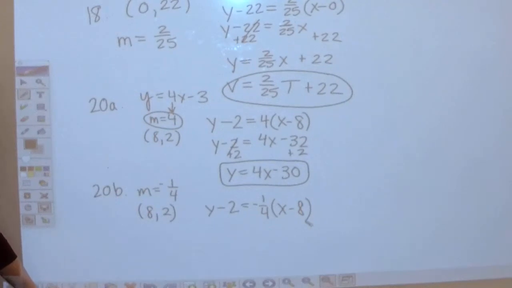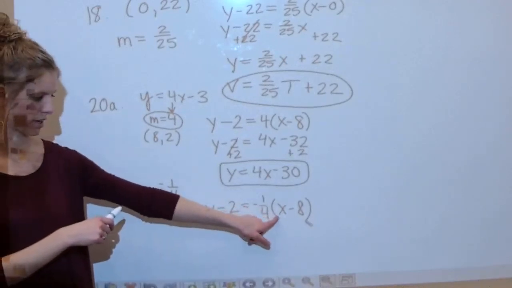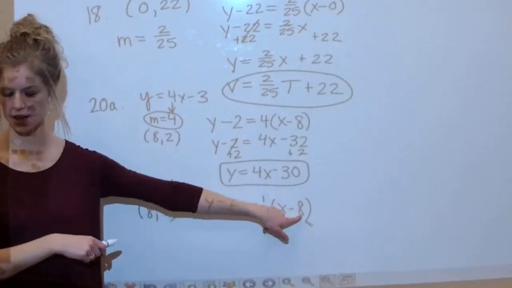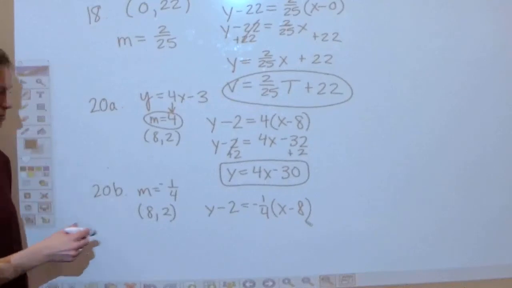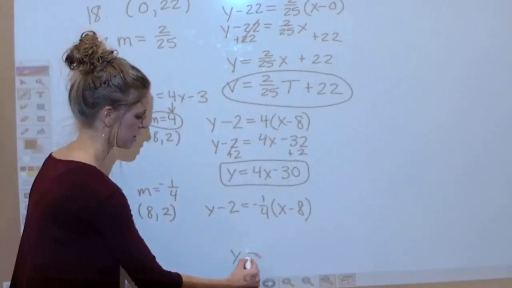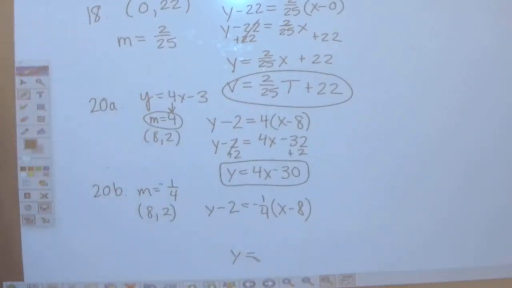Okay? Go ahead and try to finish this one out on your own. Remember, a negative times a negative is a positive. And then we'll go over what the final answer is. But I want you guys to learn how to do it on your own. So distribute and then add 2 at the very end.